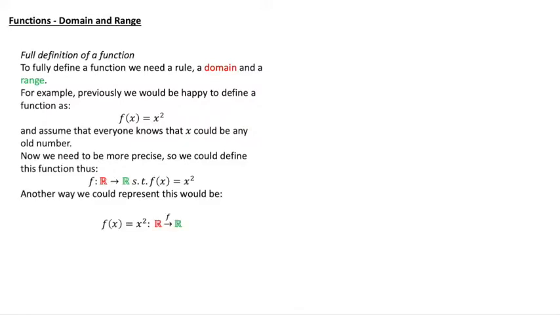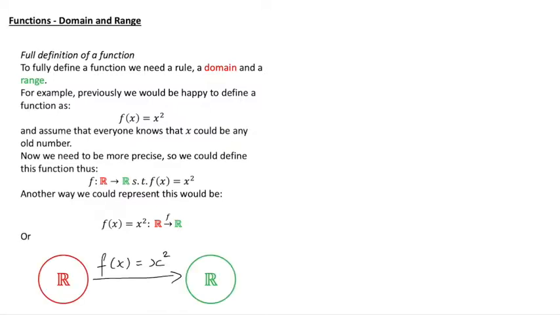Another way we could represent it would be f of x equals x squared such that R is being mapped to R by f. And another way still is that we could represent the domain and the range by sets, then we show the mapping going across, or the rule going across, f of x equals x squared.